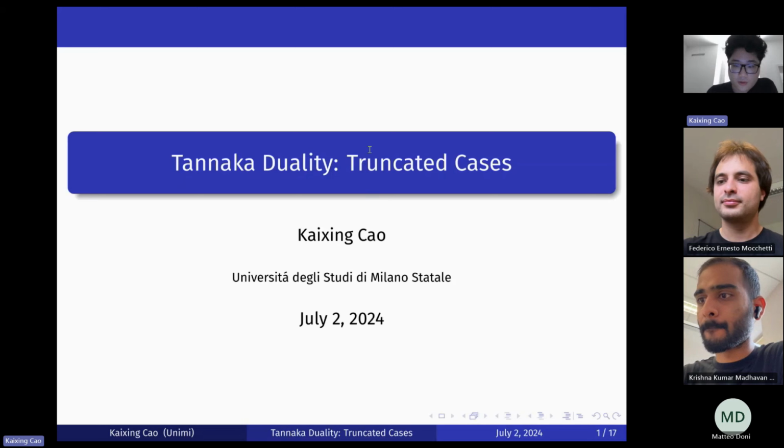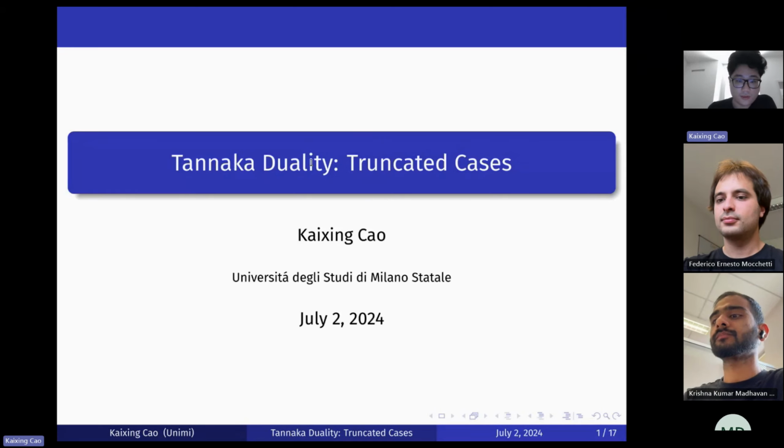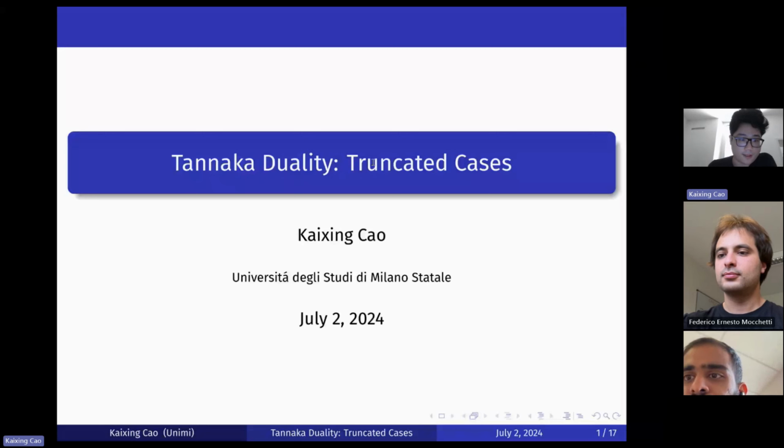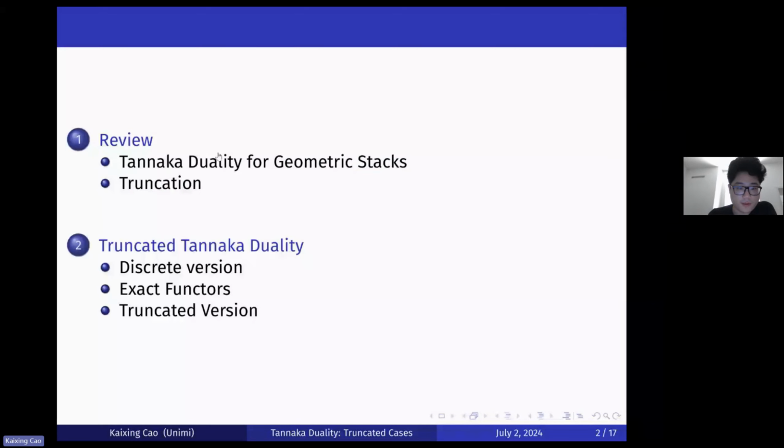Today I will talk about the truncated case of the Tannaka duality for geometric stacks. My talk will be divided into two parts. The first part is to recall the Tannaka duality for geometric stacks discussed before, and then we introduce the truncation of geometric stacks, or even more generally, the truncation of quasi-geometric stacks. And then we give the statements of the different versions of the Tannaka duality in the truncated case.